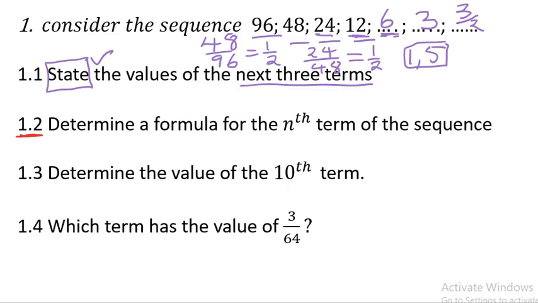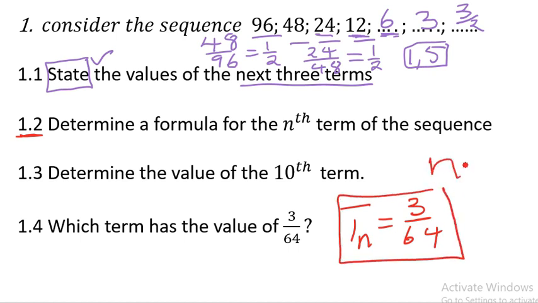Let's go to the next one. The next question is 1.4, which says, which term has the value of 3 over 64? So in this problem, what is happening here is that we are given Tn. Tn is equal to 3 over 64. That one we are given. So what are we looking for? We are looking for n.